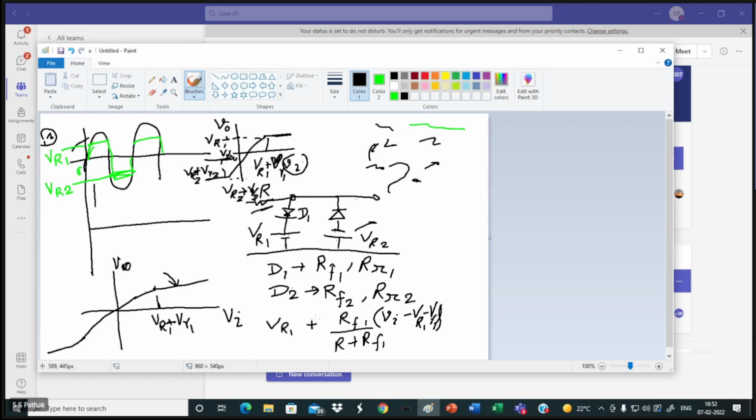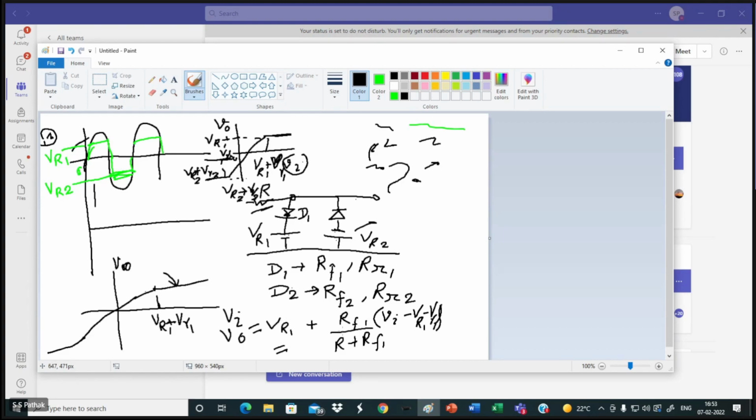So RF1 by R plus RF1, suppose I make this very small. RF1, if it is very small, it can be neglected. RF1 by R plus RF1 will become close to 0. So it will be a VR1. Otherwise, what is the slope of this line? This is my V naught. So you have to find V naught by Vi equal to how much?